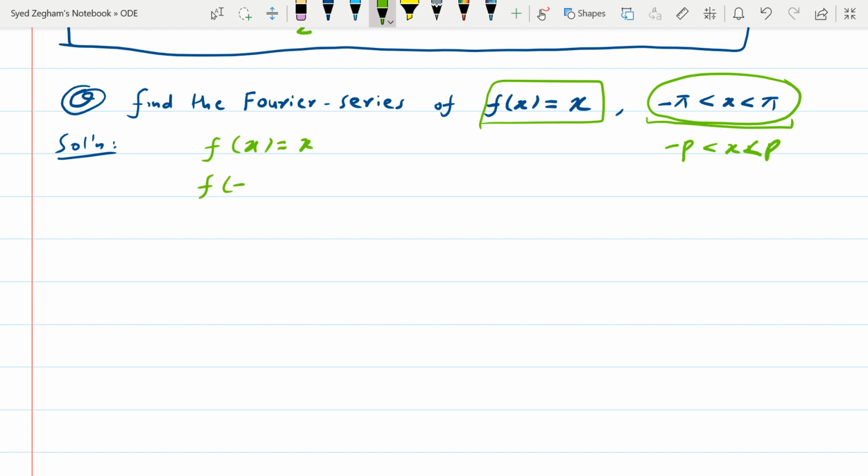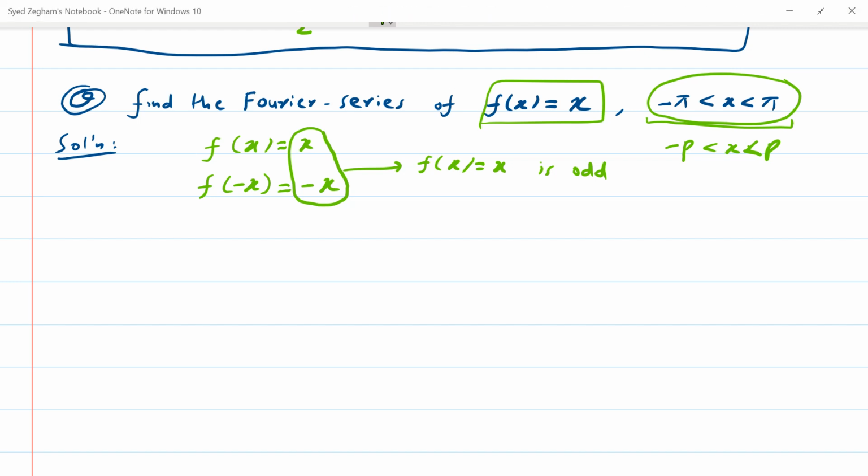So if I replace x by minus x, my f of minus x will be equal to minus x, right? So I can see that both these functions have the same magnitude, but the sign is opposite. So I can conclude that yes, this given function f(x) = x is an odd function, right? Because it satisfies the definition of an odd function.